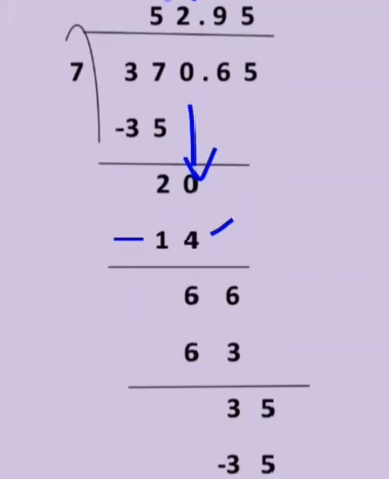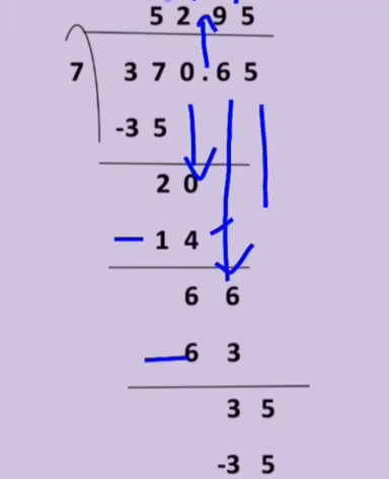Now after 6, we should pull down this decimal, but that decimal cannot come down. The decimal will go to the quotient in the same place after 2. You know that as the decimal moves to the quotient, the next digit after the decimal will come down, that is 6. Now 66. So 7 nines are 63. Subtract, 6 minus 3 is 3.